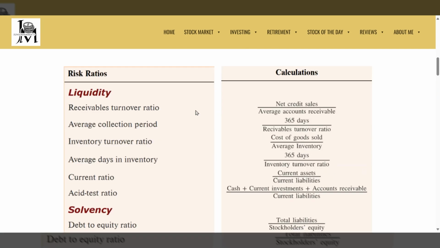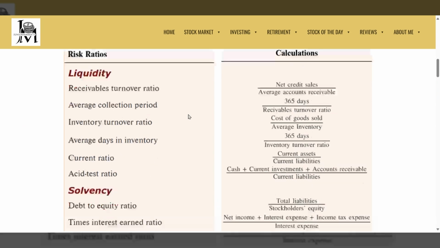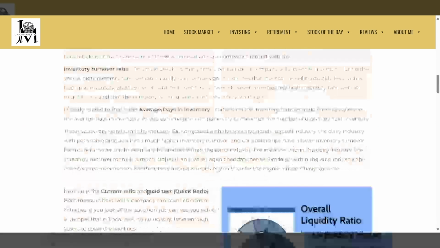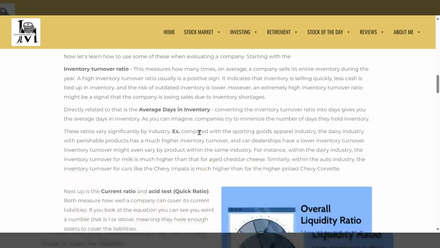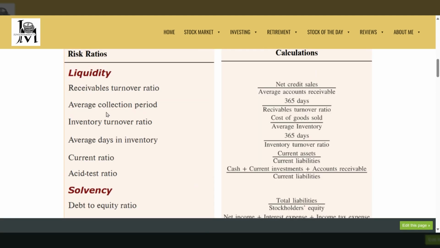Now, I have a few of these on the website that I go over. I have these listed here, but I only go over some of the most important ones that I see. Now, obviously, all of these are important. It just depends on the industry. But to start off, we're going to start off with quick and current ratio.